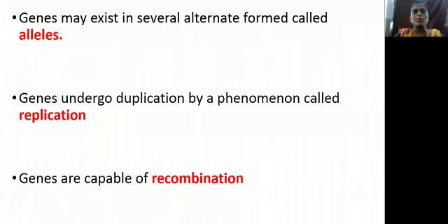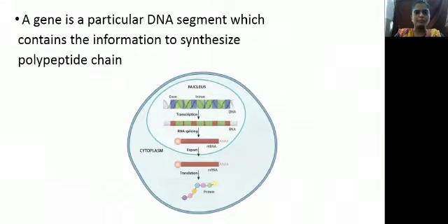Gene can undergo duplication, that is, it can produce its exact copy, and that process is called replication. It can even undergo process of recombination, that is, two different sequences can recombine to produce a new one. The process is called recombination, and genes are capable of undergoing recombination. A gene is a particular DNA segment which contains information to synthesize polypeptide chain.